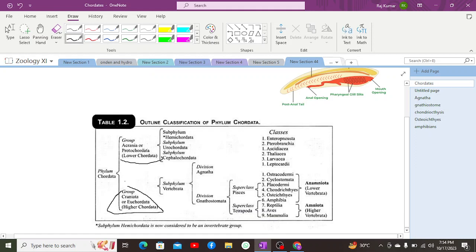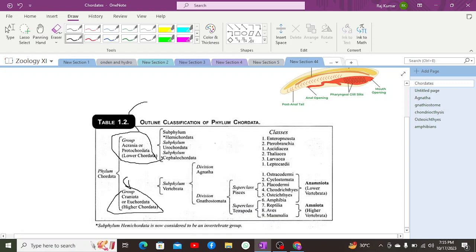Acrania are those which do not have a cranium box, a brain box or skull. They are known as acrania, and they also do not have a vertebral column. Instead of a vertebral column, they have a notochord. While group Craniata or Euchordata have a vertebral column instead of a notochord, with a few exceptions, as well as a cranium box, a skull, inside the body.